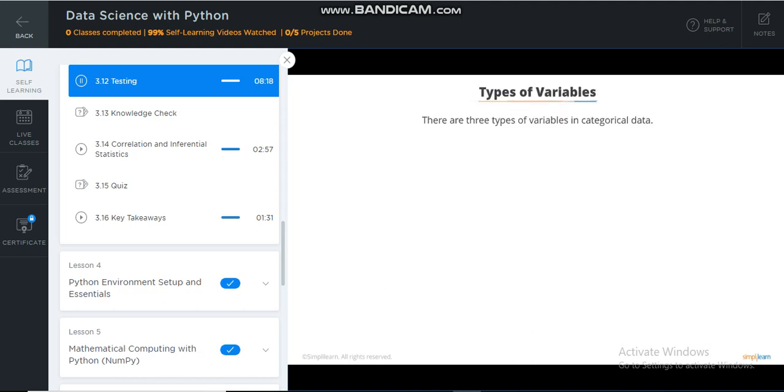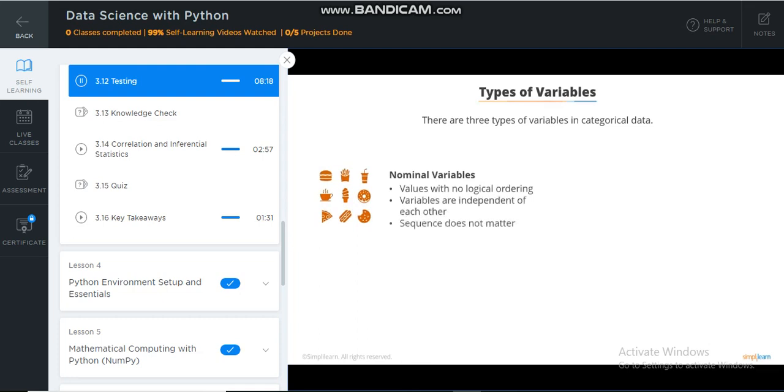Let's understand the different types of variables to analyze categorical data. Nominal variables have values with no logical ordering. They are independent of each other, and the sequence does not matter. For example, in a restaurant, you can order burgers, soda, and coffee in any order. Ordinal variables have values in logical order. However, the relative distance between the two data values is not clear. For example, large, medium, and small coffee sizes.